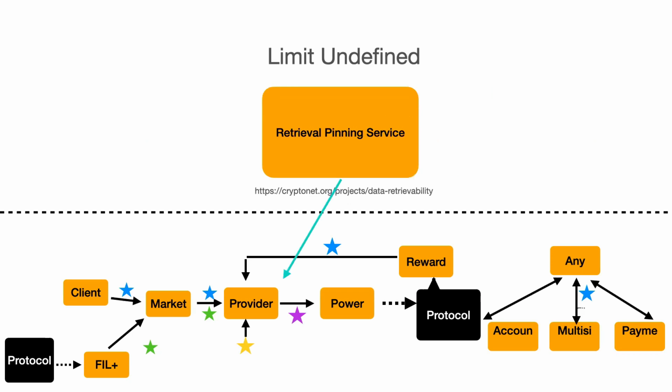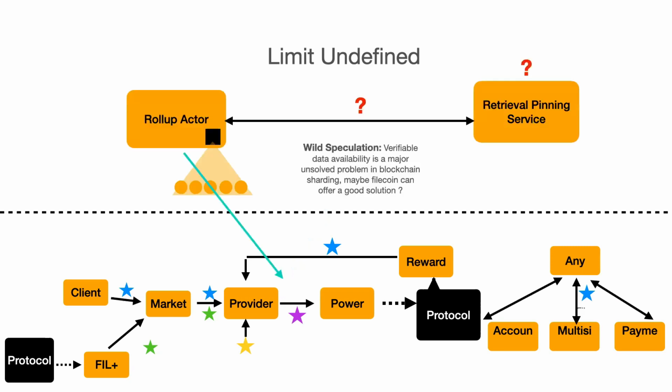And I've got another link here. The CryptoNet team is working on what they're terming a retrieval pinning service, which is basically a way to guarantee somehow that data that you store with someone can be retrieved back. I don't claim to have any idea how it works, but definitely an interesting idea. And I'm pretty sure their plan is to use a series of user-defined actors interacting with the system to achieve this goal. And then with a few hours of thought, you can start to put things together.